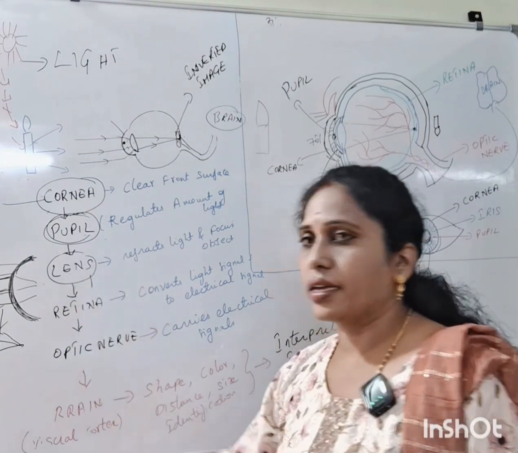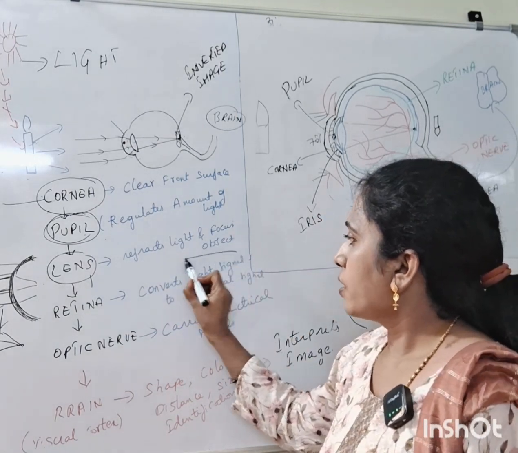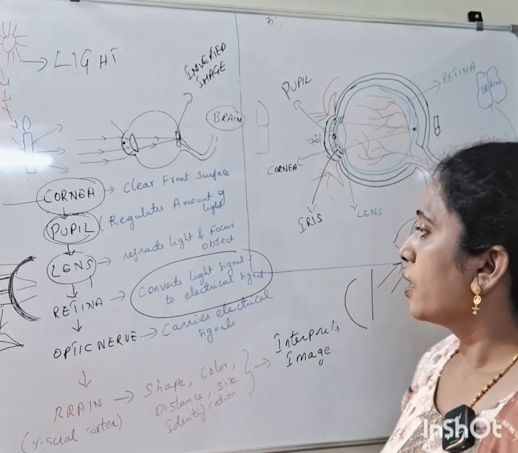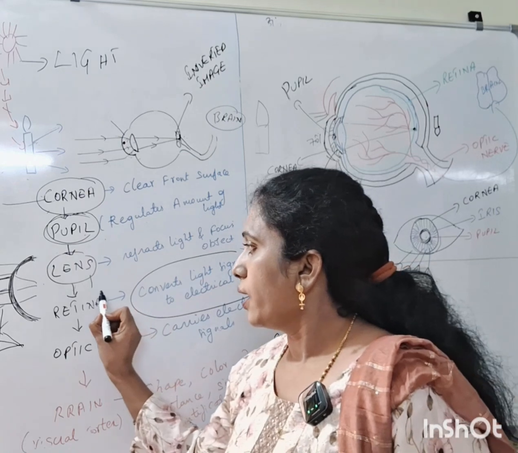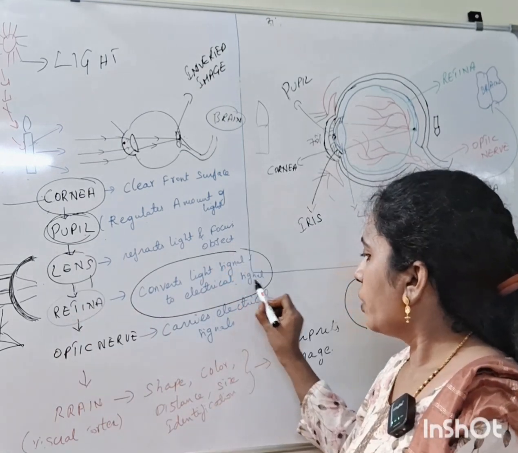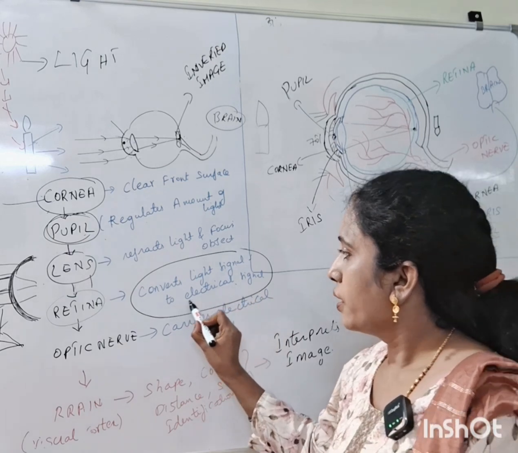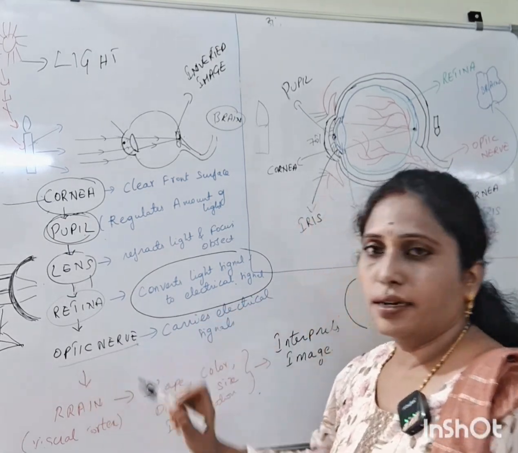So what does this retina do? Whatever image is formed, those light signals will be converted into electrical signals. Okay, so the light signals will be converted into electric signals where? At the retina. From there it will be sent to the brain. How does it send? There should be some mediator, right? So who sends the signals to the brain? That is nothing but the optic nerve.